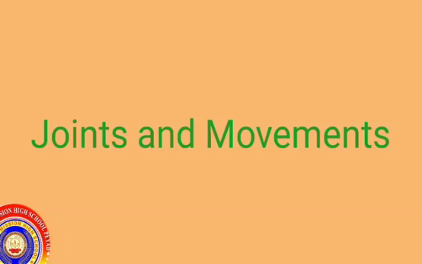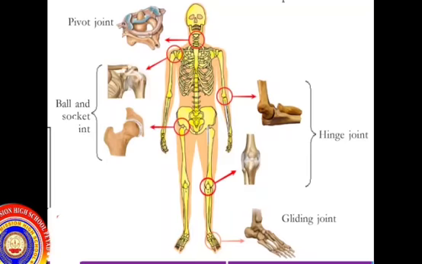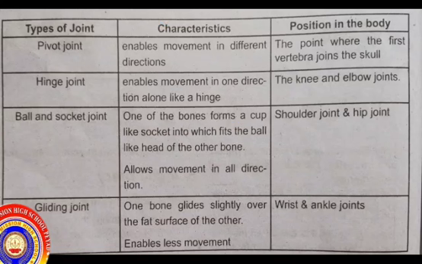Now let's learn different types of joints and movements. There are different types of joints. One is pivot joint, second one hinge joint, third one ball and socket joint, fourth one gliding joint. Now let's learn the characteristics and the position in the body. First one, pivot joint. It enables movement in different directions. Its position in the body is the point where the first vertebra joins the skull.